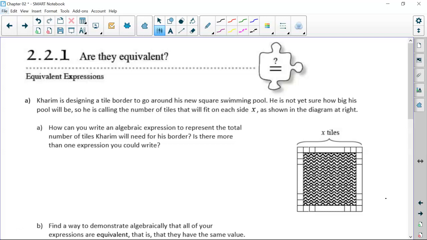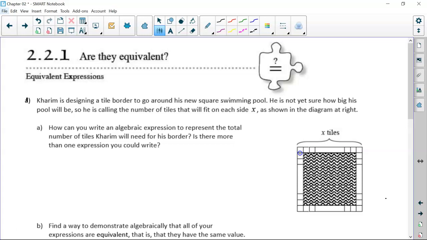Welcome to section 2.2.1. We're going to be talking about equivalent expressions. Now, in problem 1a, we're going to be talking about designing a tile border. So here you can see the diagram. Now, it's not showing all the tiles. It's just showing some of them. So there are 4 sides with x tiles.